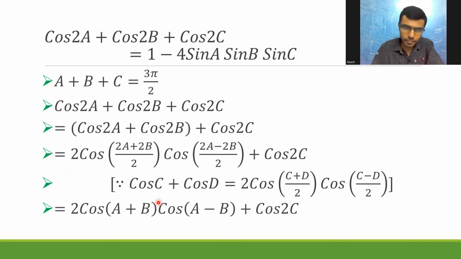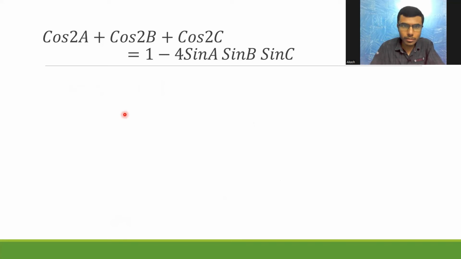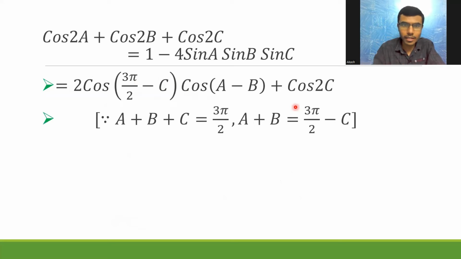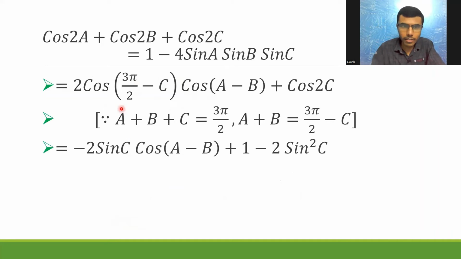Now, since a plus b plus c is equal to 3 pi by 2, a plus b I can write as 3 pi by 2 minus c. So in place of this a plus b, I'm going to write 3 pi by 2 minus c. So this will be nothing but 2 cos of 3 pi by 2 minus c, and that's the only change. Now, cos of 3 pi by 2 minus c is nothing but minus sine c. That's why you see in place of this there is a minus sign at the beginning. Again, don't forget to mention the reason.